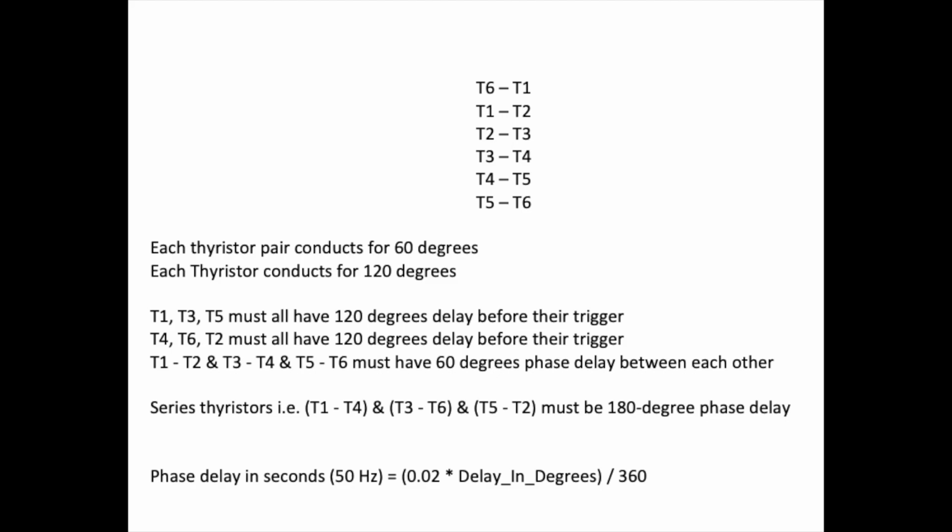So how do you calculate the phase delay in seconds? For 50 hertz, it is 0.02 into delay in degrees divided by 360. So say for instance you want a 60 degree phase delay, it will be 0.02 into 60 divided by 360. So that will be 0.0003333. So that will be your phase delay. So that's how you calculate it.